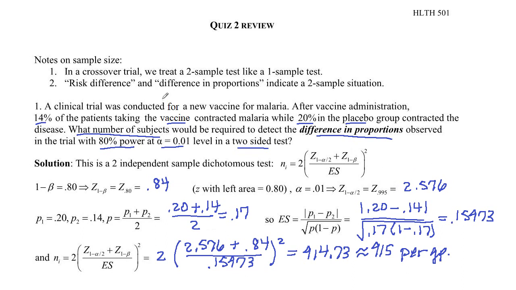Now, just a general note here as you're doing sample size problems, if you have a crossover trial, then we treat a 2-sample test like it's a 1 sample because each individual acts as their own control. Also, if you see the terms risk difference or difference in proportions, those indicate a 2-sample situation. So difference in proportions here, those were keywords indicating a 2-sample.